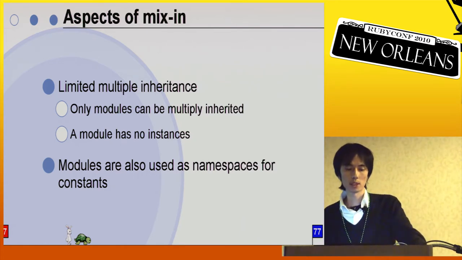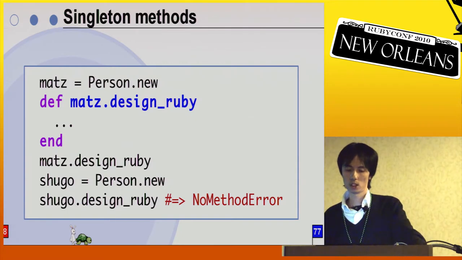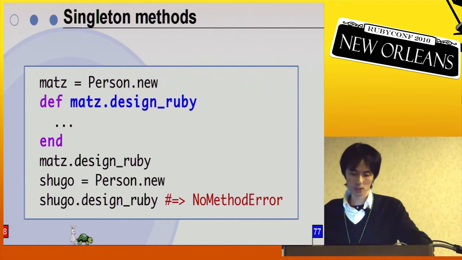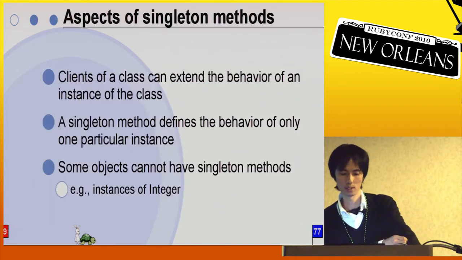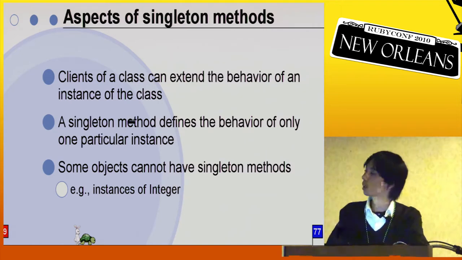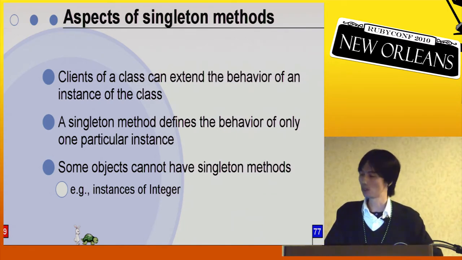The third way is singleton method. You can define methods on a particular object. This example defines the method designRuby to Matz, but you cannot invoke this method on other people. By singleton method, clients of a class can extend the behavior of an instance of the class. This is very important. A singleton method defines the behavior of only one particular instance. But some objects cannot have singleton methods. For example, instances of integer cannot have singleton methods.